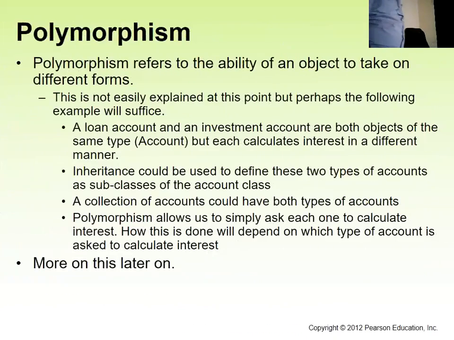Now, polymorphism refers to the ability of an object to take on different forms. This one is a little tricky. So, it's not easily explained, but let's look at the example. A loan account and an investment account are both objects of the same type. They are based on the class account. But each calculates interest in a different way. Think about that.